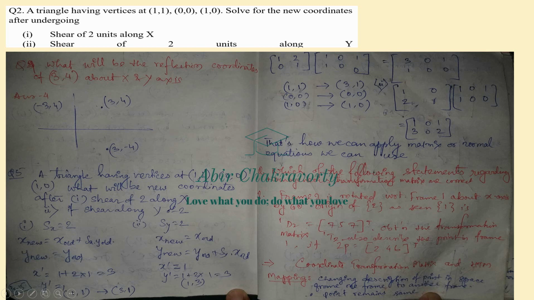So when the shear along y of 2 is introduced, two vertices are affected, that is the 1 1 vertex and the second, the 1 0 vertex, changing them to 1 3 and 1 2. Now that's how we can apply matrices of normal homogeneous transformation matrix to evaluate the kinematics of robotics.